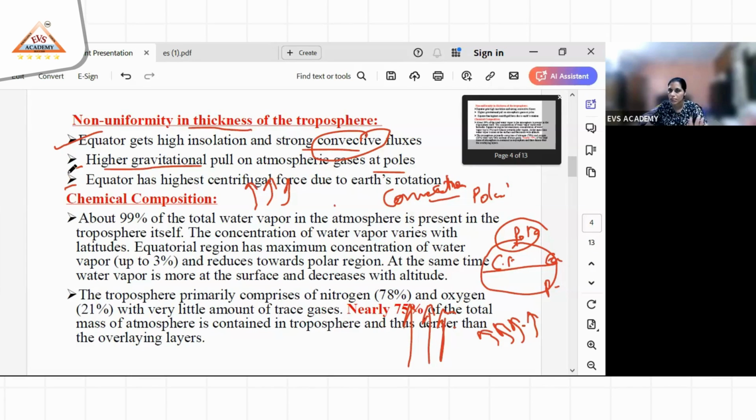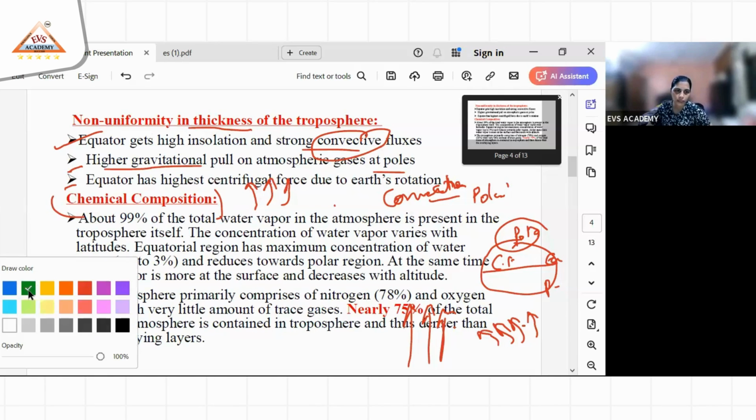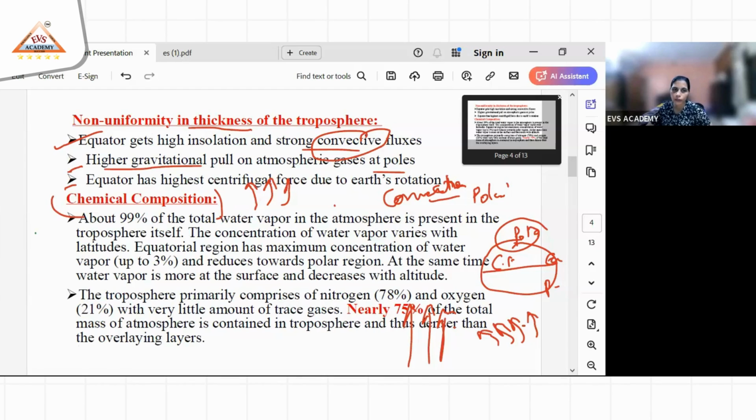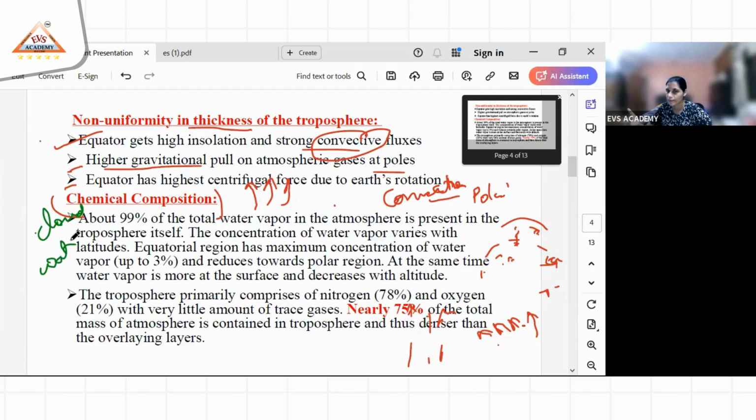Now this is about the thickness or height of the troposphere. Now we come to the chemical composition of the troposphere. See, there are unique things in the troposphere. That is why all the weather phenomena occur in the troposphere. About 99% of the total water vapor in the atmosphere is present in the troposphere itself. And we know that whenever water vapor is more, weather phenomena will occur, because for cloud formation, water vapor, moisture and dust particles are necessary. Due to the condensation of this water vapor, cloud formation occurs. And 99% of the total water vapor in the atmosphere is present in the troposphere itself.